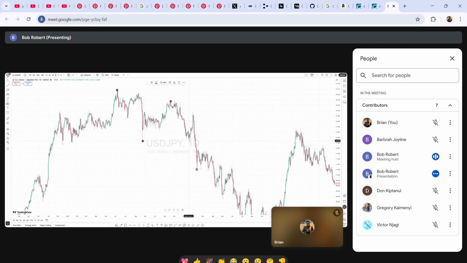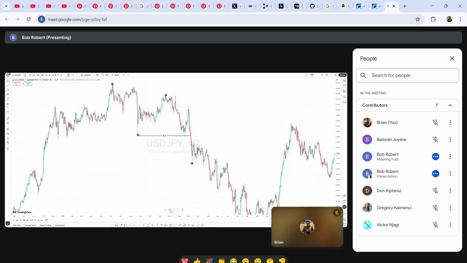Please note this level, because the break of structure is after the market has taken out the previous lower low. Okay, so the break of structure is at this point. That's why we have not taken this zone here as the lower low.